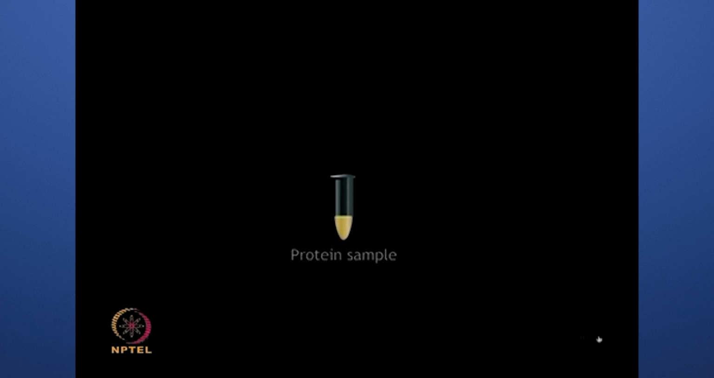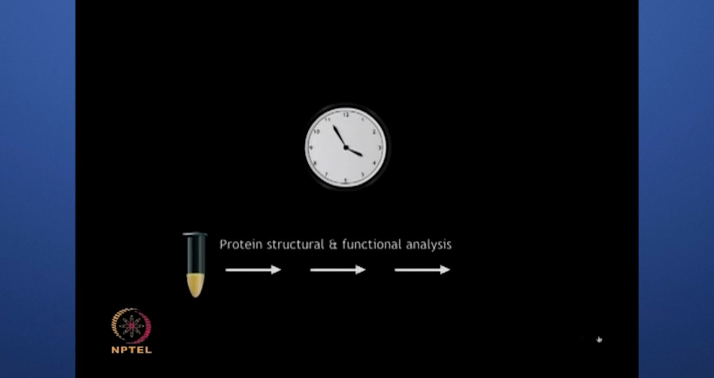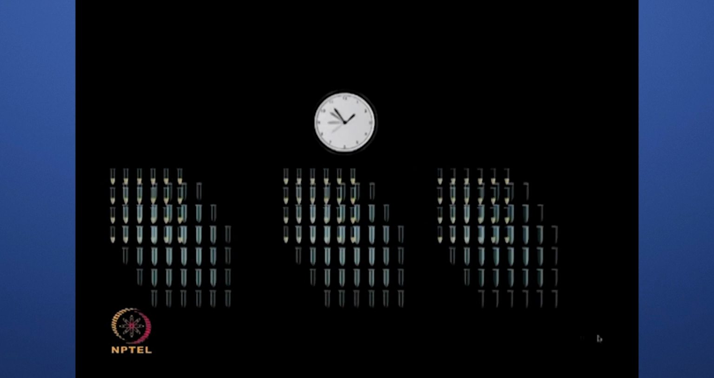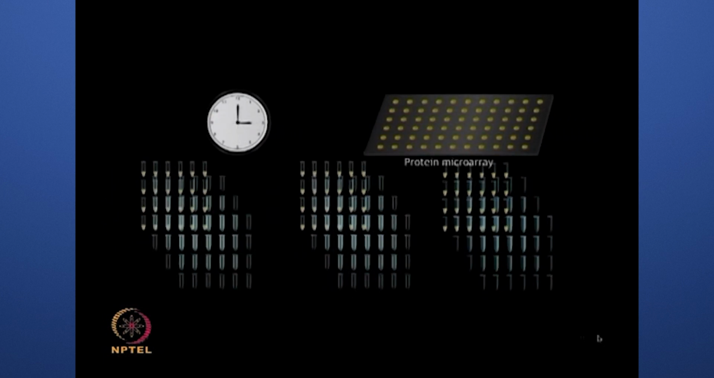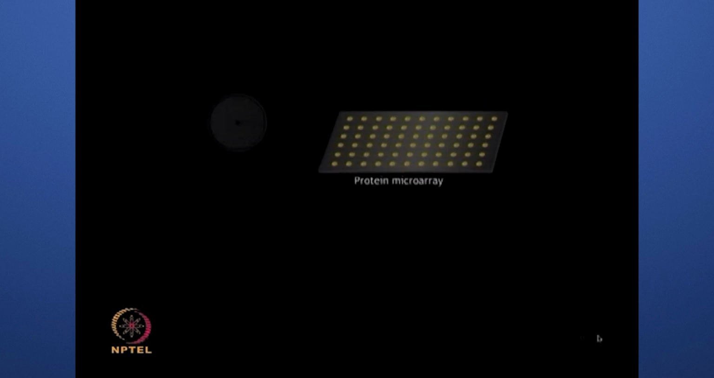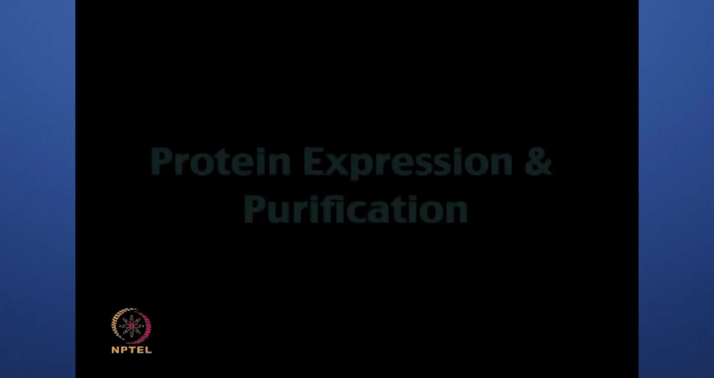The functional analysis of proteins is a time consuming process which requires many steps. Analysis of a single protein at a time would be a tedious and laborious procedure. Analysis of several protein samples will undoubtedly take longer if they are run one at a time. So, protein microarrays have successfully overcome this hurdle by allowing analysis of several samples simultaneously.